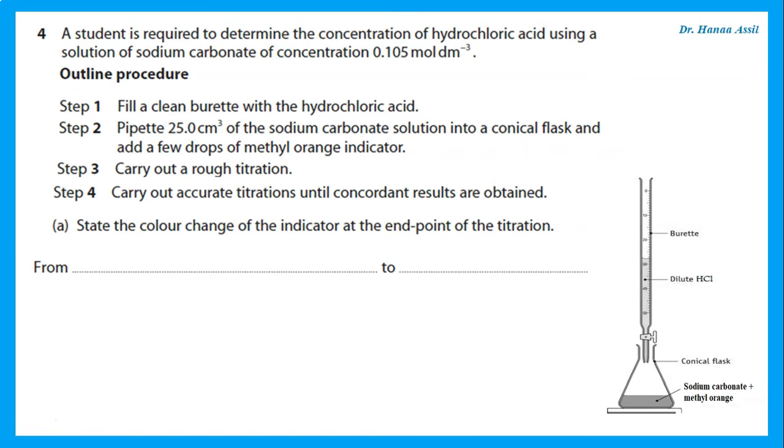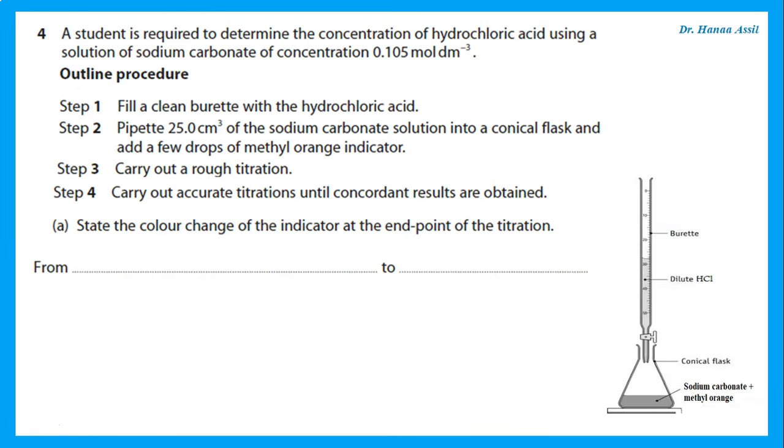Carry out accurate titration. So once I've done it once and I have an idea how many centimeter cubes of HCl I should use, then I can carry out accurate titrations until we have concordant results. And remember that concordant results are results that are within about 0.2 centimeter cubed of each other. So there are results that are very close to each other.